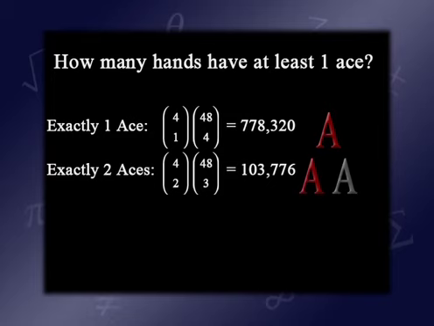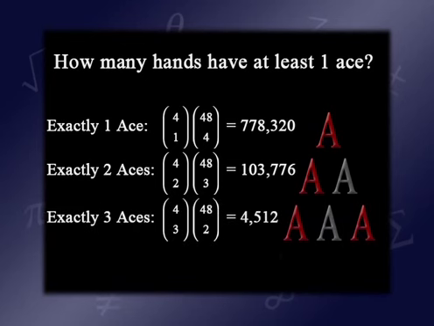How many poker hands have exactly 2 aces? Well, this time you first choose your 2 aces, 4 choose 2 ways. Once you've done that, you have to choose how many more cards? 3 more cards from the remaining 48. How many ways can we do that? 48 choose 3. Therefore, the number of poker hands with exactly 2 aces is 4 choose 2 times 48 choose 3. Similarly, the number of poker hands that have exactly 3 aces is 4 choose 3 times 48 choose 2. First you choose the 3 aces, then you choose the 2 non-aces.